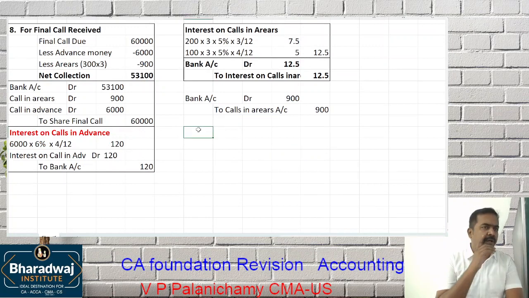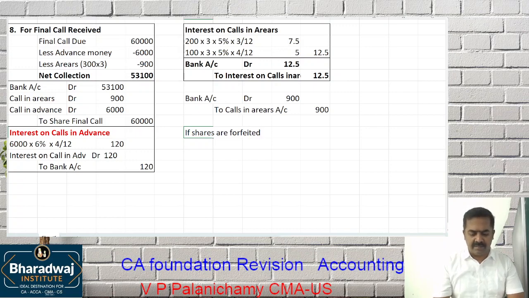Now, we are going to the most important part. If the question paper is easy, they will give all these things. Okay. So let us not expect that. Start. If shares are forfeited, what do you mean by forfeited? Cancelled. Listen to it. If shares are cancelled, what to do?